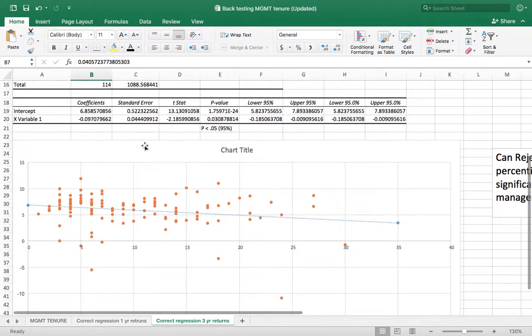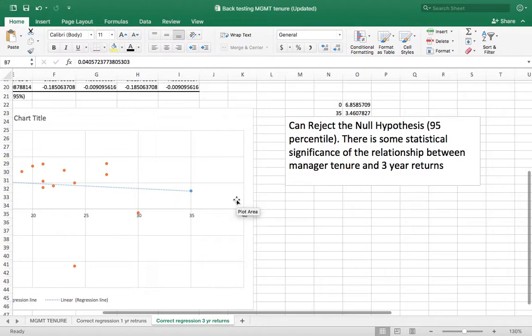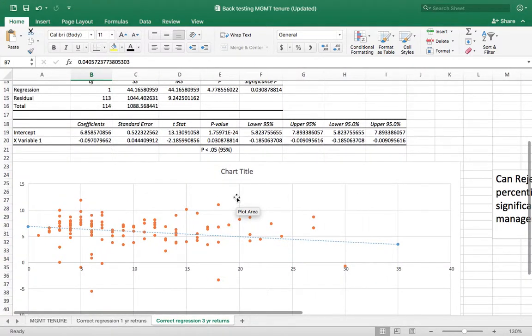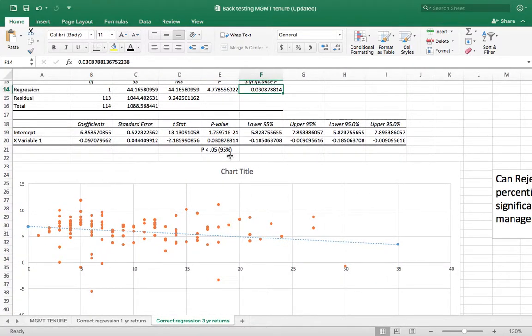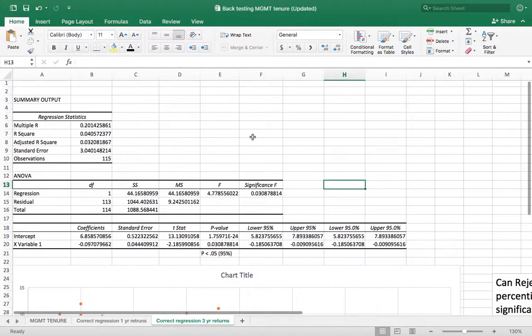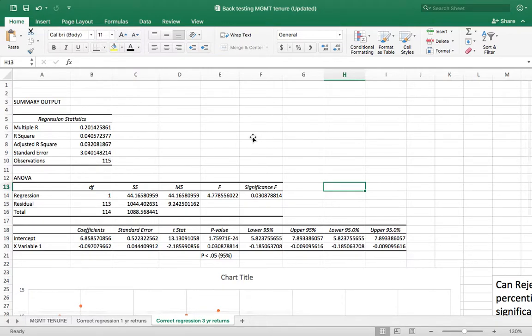So if we look at our graph here, we see the decline in the slope, meaning that as manager tenure is lower, we have higher returns. As it increases, we have lower returns. So here we also can reject the null hypothesis. There is some statistical significance, but overall we would like to have a p-value or an F value a little bit lower than what we have to be completely confident in manager tenure truly affecting the returns for these mutual funds. So overall, we do see that as manager tenure increases, the 1 and the 3 year returns have decreased based on our regression statistics.